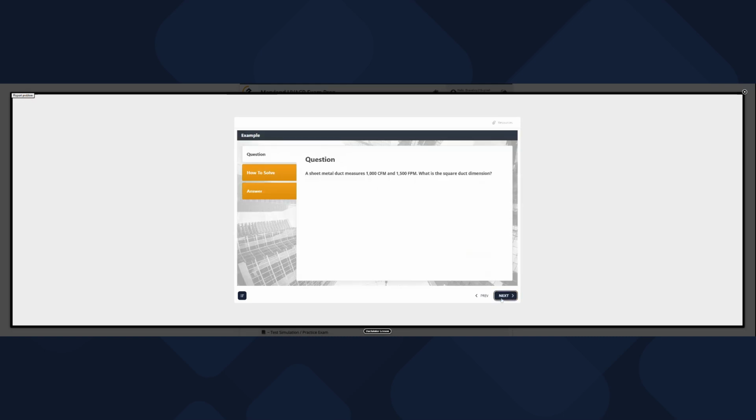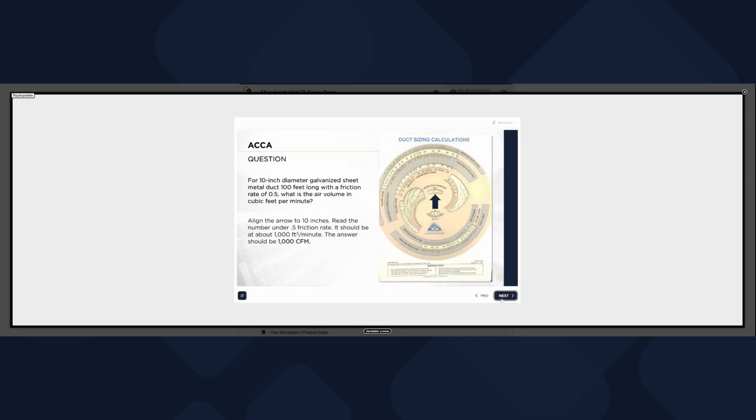Let's work through another example. Click the next button or on each tab to see how to solve and the correct answer. Question: for a 10-inch diameter, galvanized sheet metal duct 100 feet long with a friction rate of 0.5, what is the air volume in cubic feet per minute?